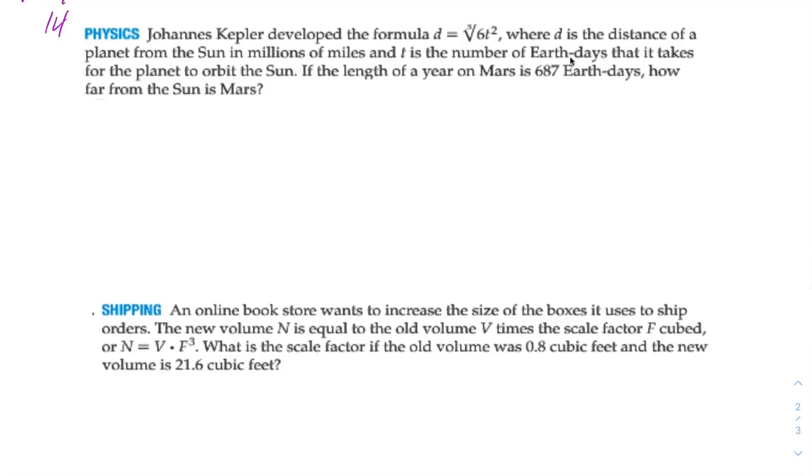Johannes Kepler developed the formula d equals the cube root of 6t squared, where d is the distance of a planet from the sun in millions of miles, and t is the number of Earth days it takes the planet to orbit the sun. So the length of a year on Mars is this many Earth days. How far is the sun from Mars? So we're just going to plug it all in. We have d equals the cube root of 6 times, now Earth days is t, so 687 squared.